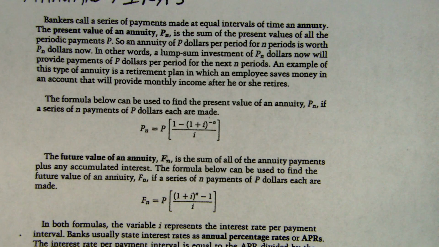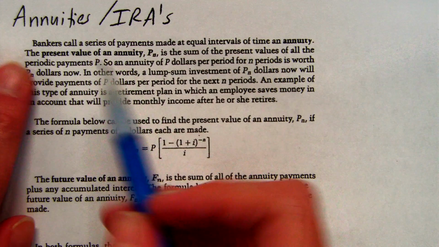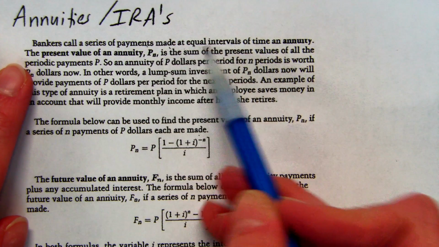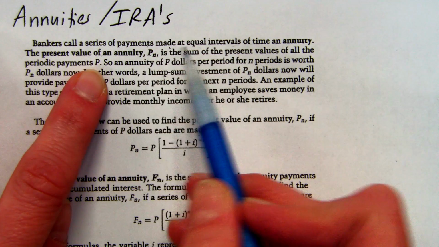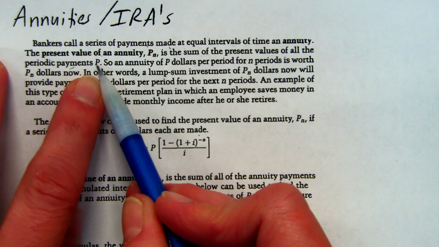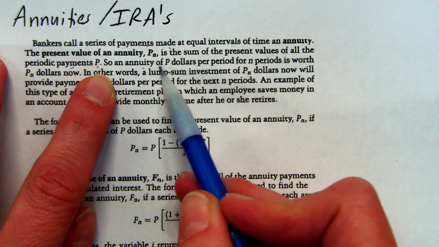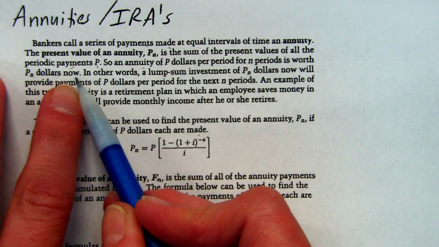Okay, so this lesson is about annuities and IRAs. Bankers call a series of payments made at equal intervals of time an annuity. The present value of an annuity, PN, is the sum of the present values of all the periodic payments, P. So an annuity of P dollars per period for N periods is worth PN dollars now.